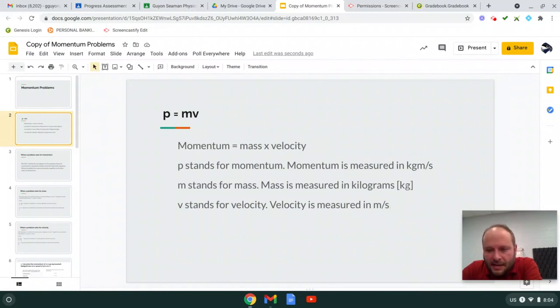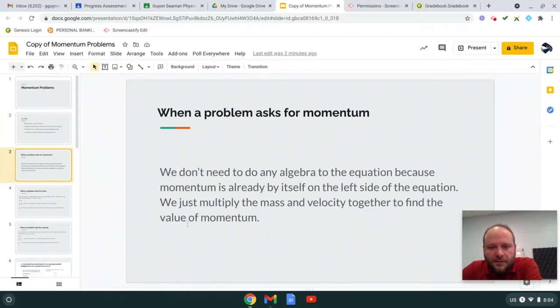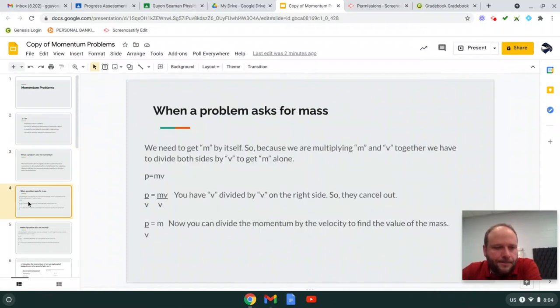Okay, so any number that has kg attached to it is a mass. Any number that has kg·m/s, that's a momentum. And anything with m/s, that is a velocity. So when we're solving for momentum, it's really simple because momentum is just mass times velocity. We just take whatever number we have for mass and multiply it by whatever number we have for velocity. When we're looking for mass, we have to get m by itself. So if we divide both sides by v, we end up with m equals p divided by v. So we're taking the momentum divided by the velocity to get the mass.